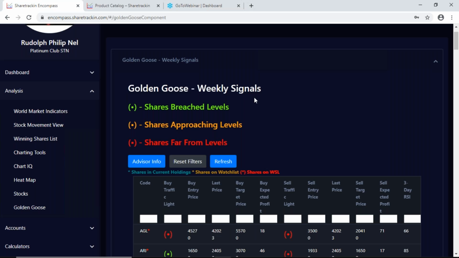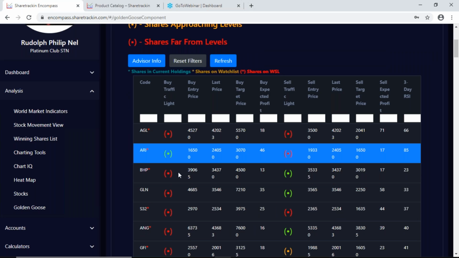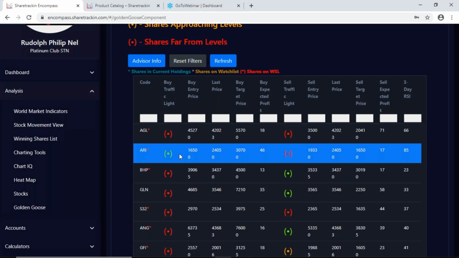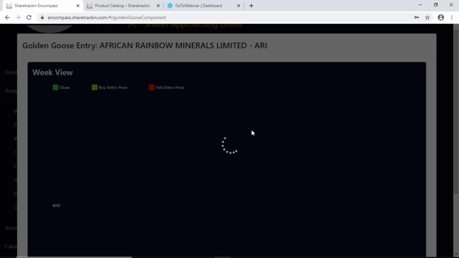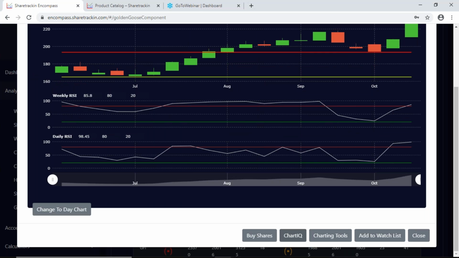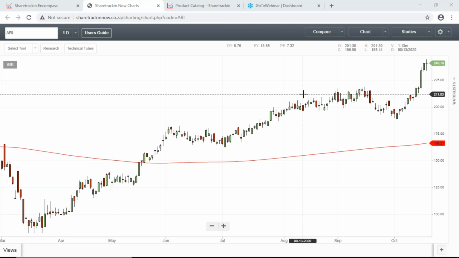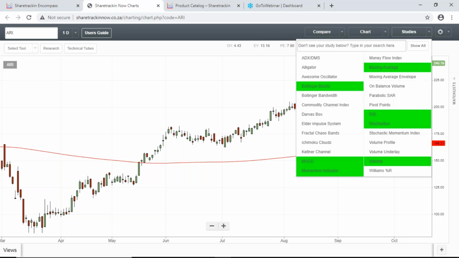Okay, so from the Golden Goose, if you want to go to the chart, what you do is you just click on any of the codes. So let's take ARI again. You just click on ARI, and then right at the bottom it says Charts IQ. You just click on the Charts IQ, and it's going to take you directly to the chart for the share. All right, so from here you can go and pull up your studies as well.